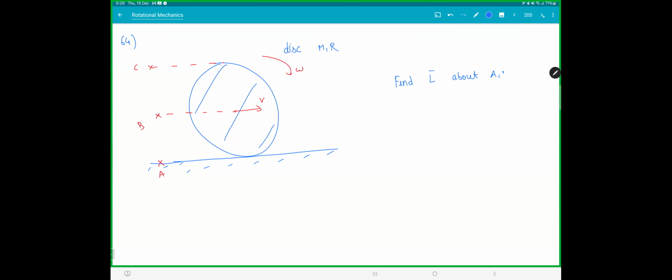So the definition of the axis is important. You should always say from where you are calculating it. So if you stand at A and look at this body, what is the angular momentum? B and C, get them. I'll give you a minute, then I'll show you. Then I'll give you one more, we can see more.